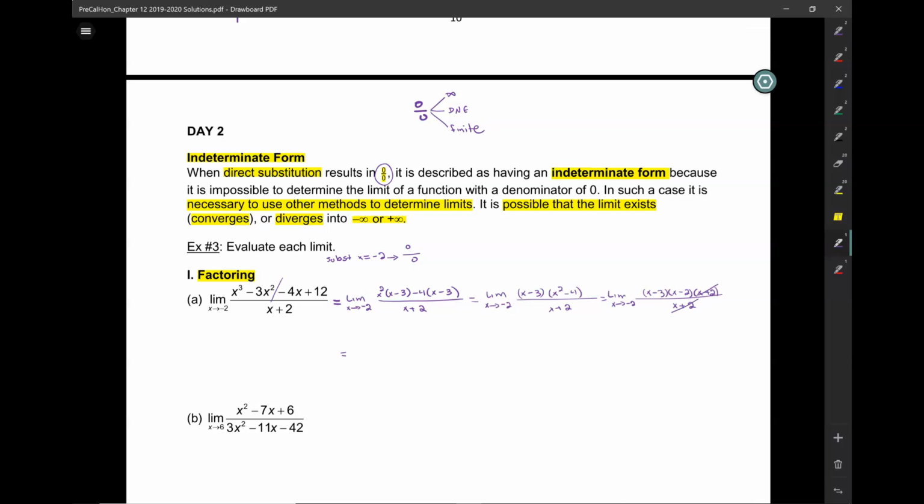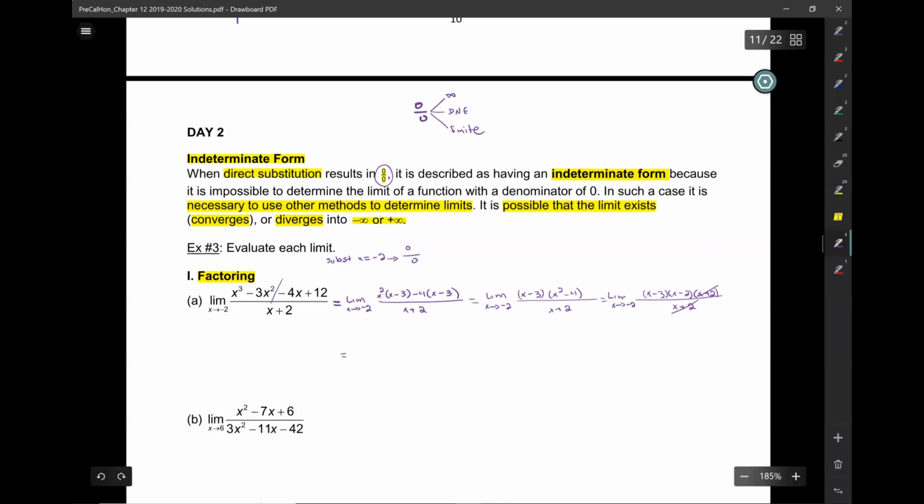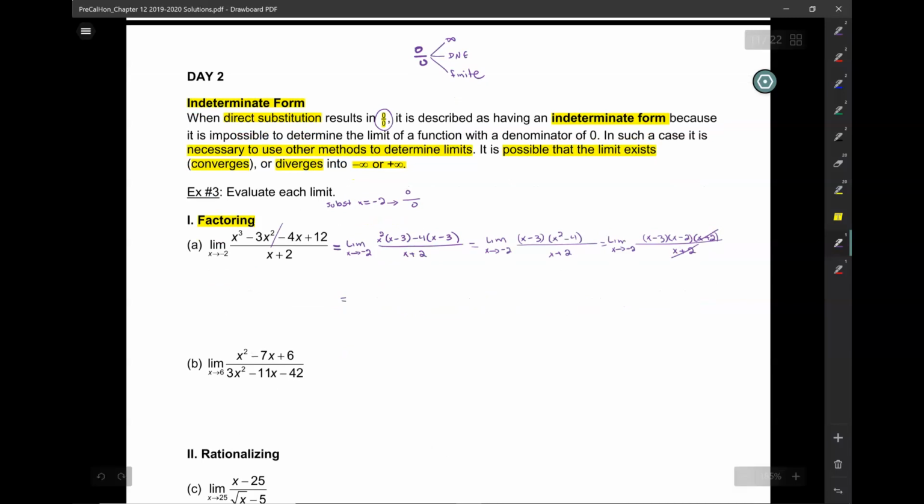That denominator, which was the reason why we got 0 in the denominator, all of a sudden disappeared, right? So now, what do I have left? I'm just going to write that over. This is the limit as x approaches negative 2 of (x minus 3)(x minus 2).